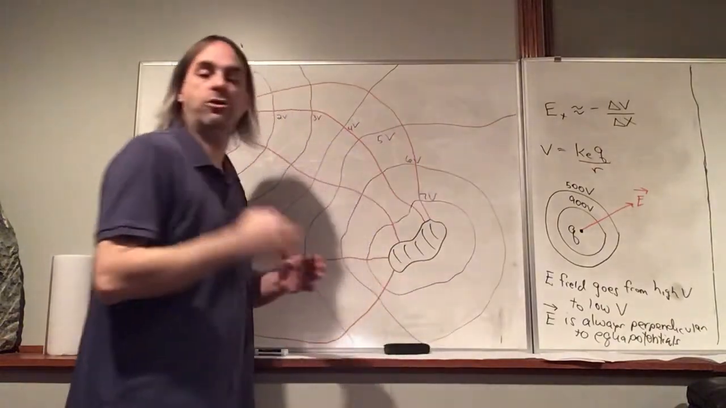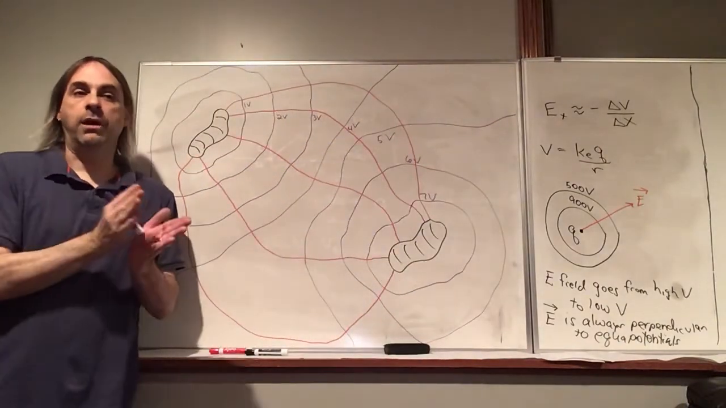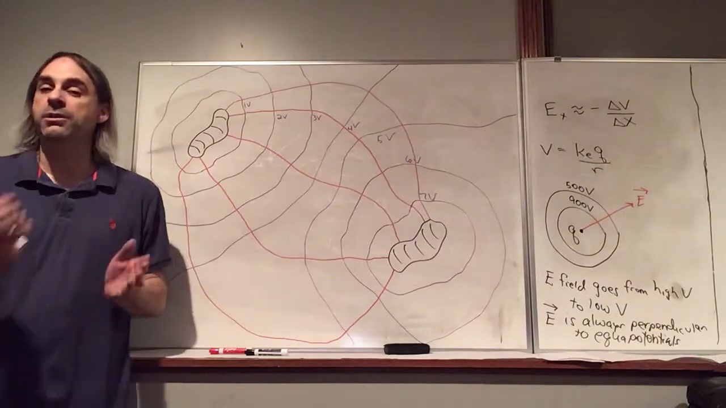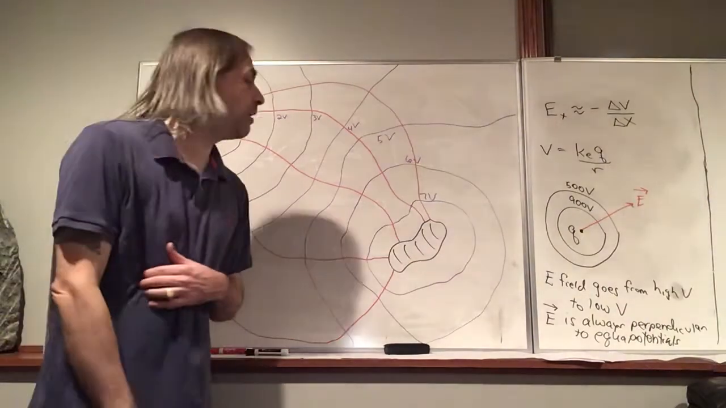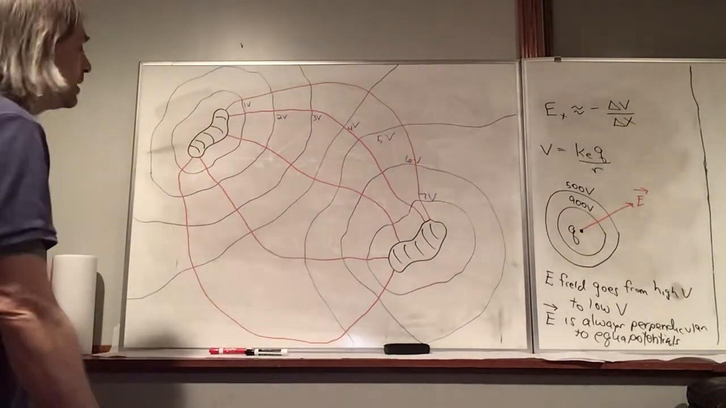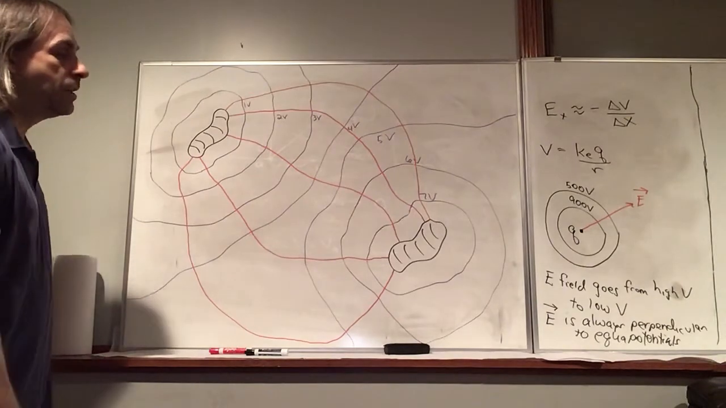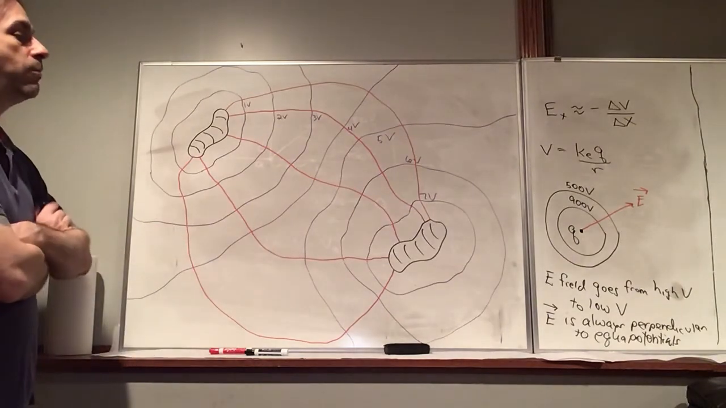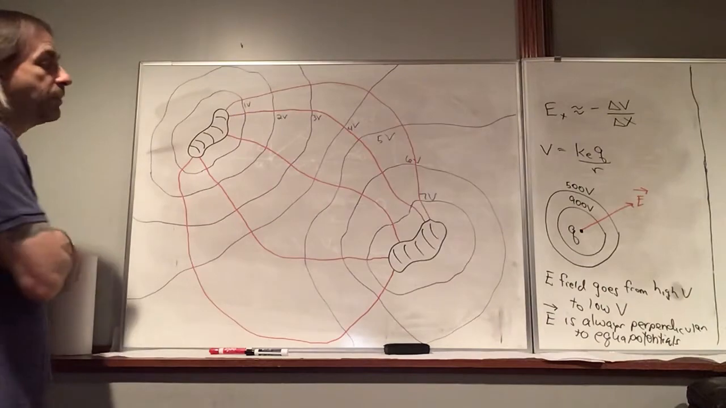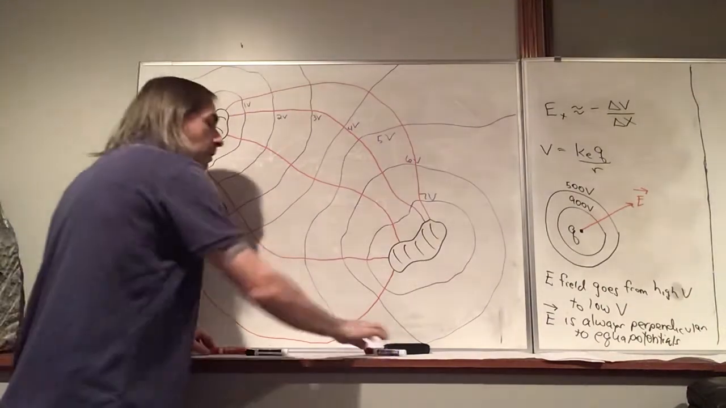I guess another issue is, if they cross, the electric field is always perpendicular, so the field would point in different directions as well. So yeah, equipotential lines never cross. If we know what the potential looks like, we can draw the electric field. We can also draw directions for the electric field.